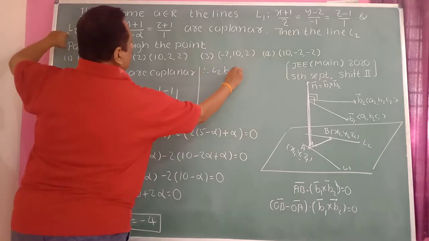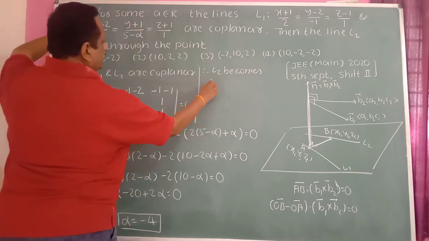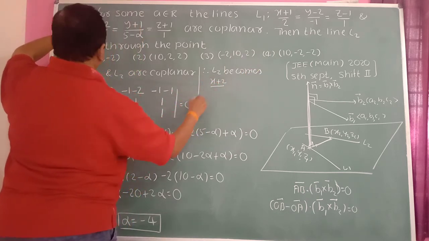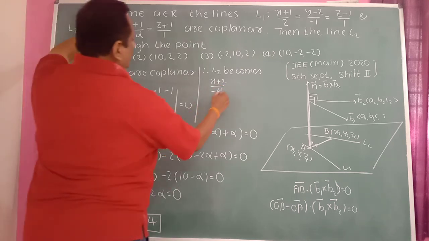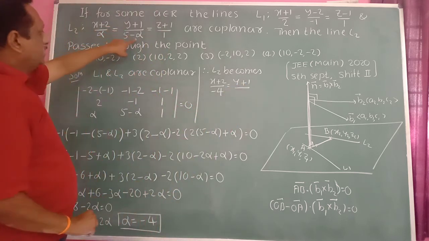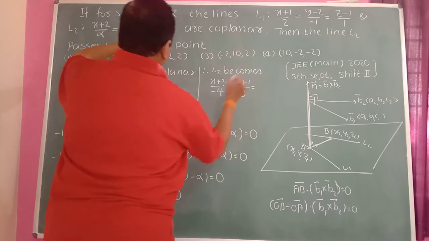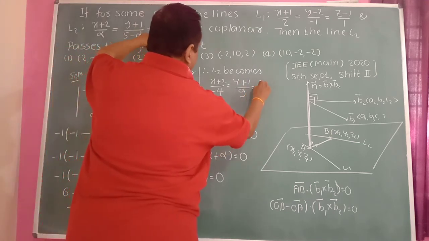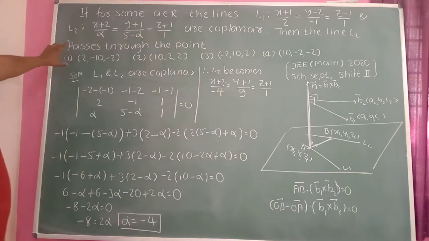Therefore L2 becomes (x plus 2) divided by minus 4, the alpha value minus 4 here, equal to (y plus 1) divided by 5 plus 4, that is 9, equal to (z plus 1) divided by 1. Now we check which point lies on this line.